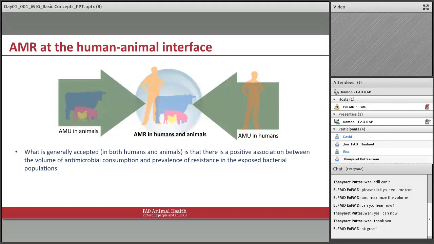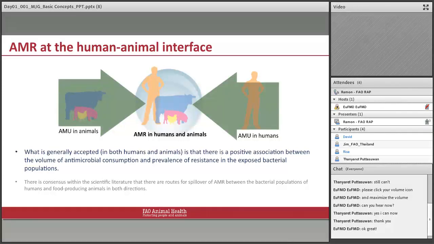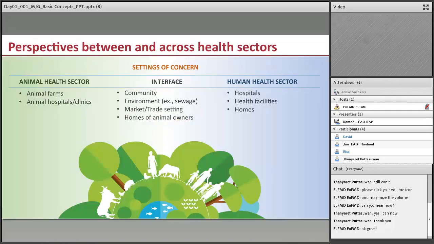So there's this evidence. But instead of pointing fingers, what we need to recognize is that both the human and animal sectors are responsible for building this AMR. And that responsibility on both sides will be critical to addressing AMR. So as veterinarians, your role is to reduce the pressure coming from this side to address both human and animal needs.